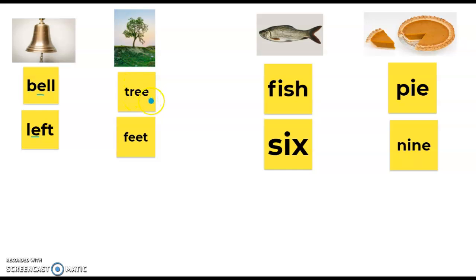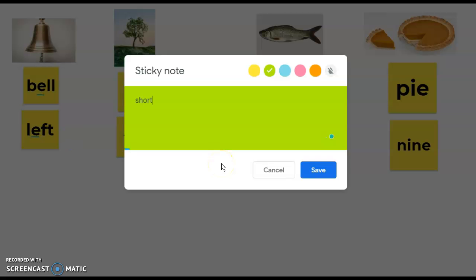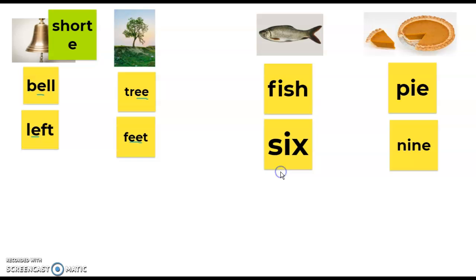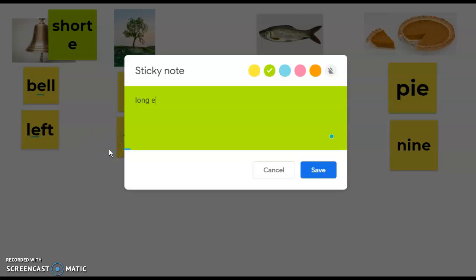Let's look at the next picture, tree. Under tree, we have the word tree and feet. What do you notice about those words? Both of those words have double E in them. The double E's in these words make their long sound. They say their name, E. Tree, eat, feet. So over here, we have short E, and then we have long E. So I'm going to put short E. The words under bell have their short E sound, and the words under tree have long E.